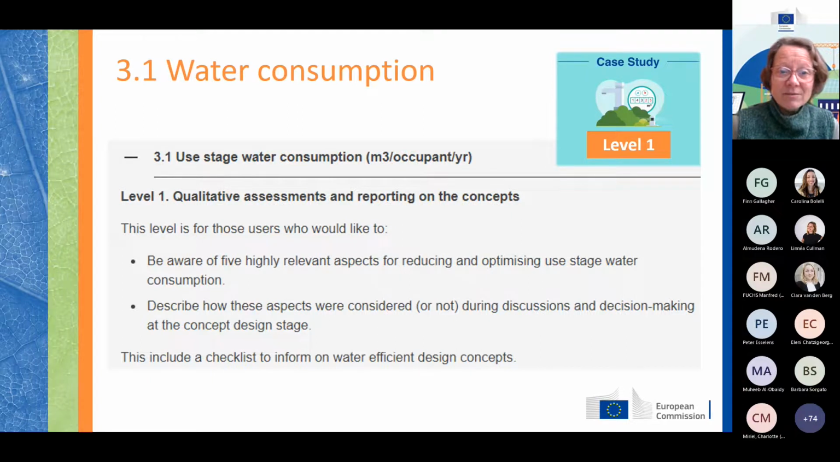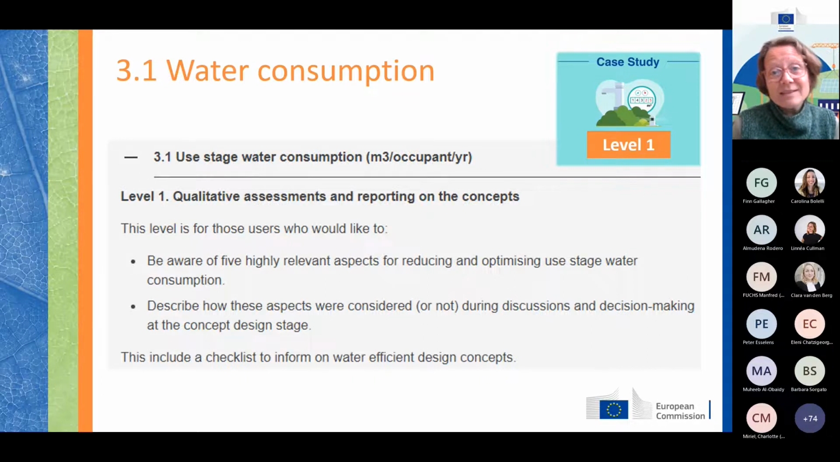So it starts with level 1, where it is a qualitative assessment that one is doing. And it explains what this level does. It is for those users who would like to, in this case, be aware of 5 highly relevant aspects for reducing and optimizing water use. It is also for those who would like to describe how these aspects have been considered or not during the discussion and decision making at the concept design stage. And it also includes a checklist to inform on water efficient design concepts. So this gives you a very brief understanding of what we are talking about for level 1, in this case, of this indicator.